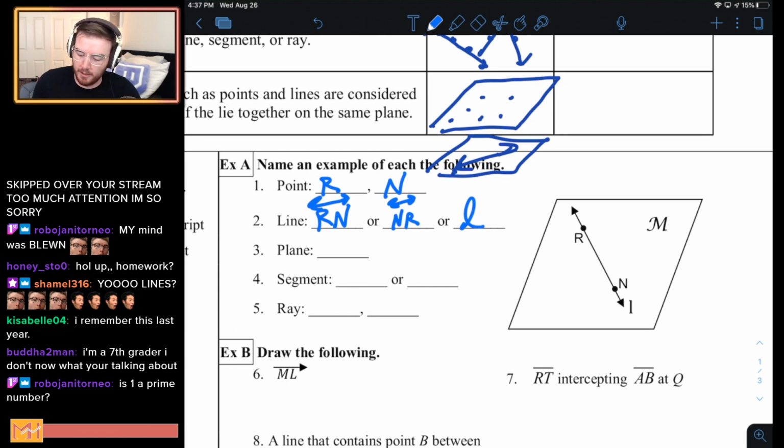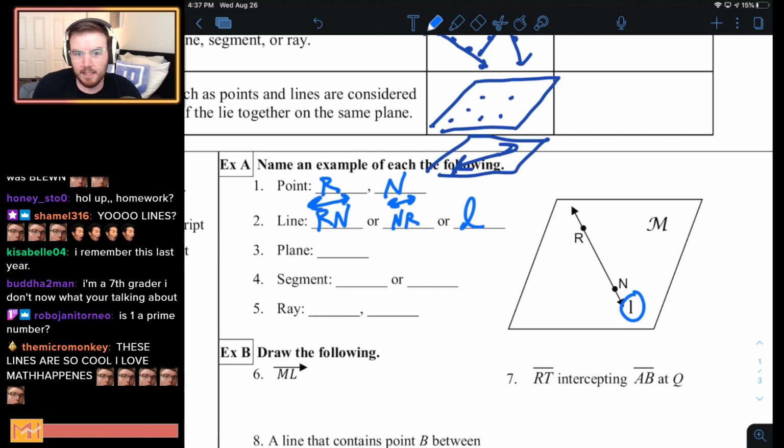Or we could simply call it line L, right? Lines can be referred to by a single letter if that makes life easier. In this case, we're calling it line L.